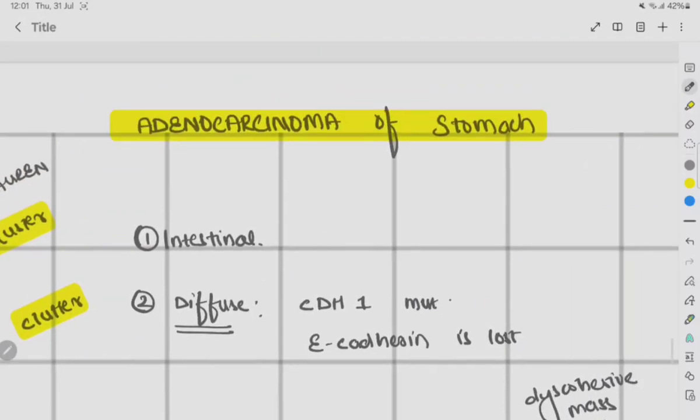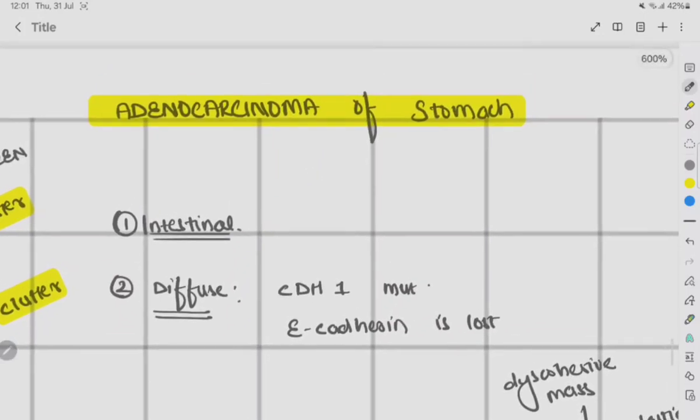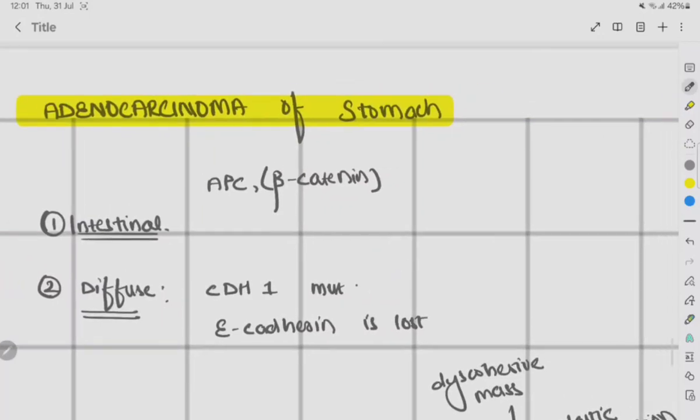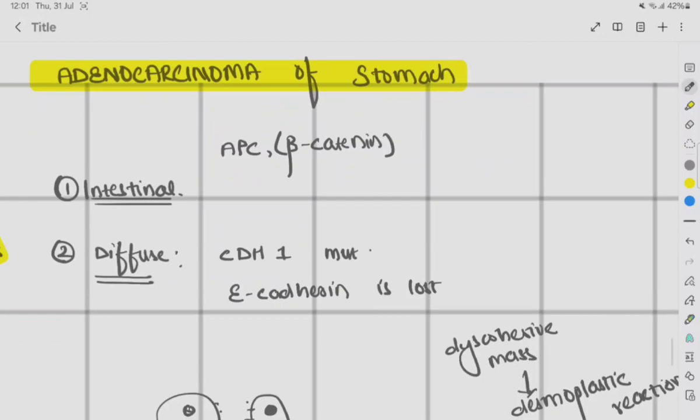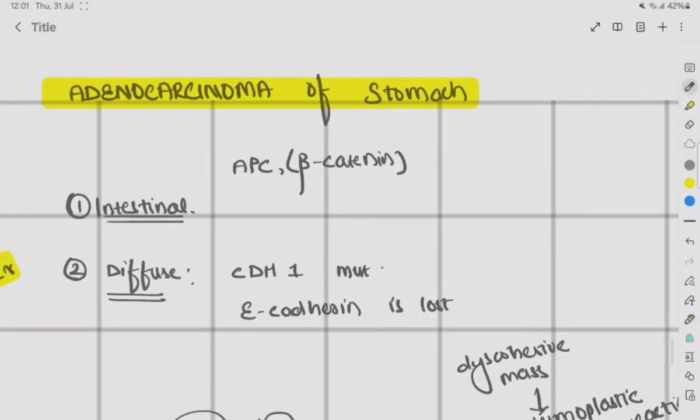Whereas in intestinal type, there are many mutations, but I would like to mention 2-3 mutations. APC, beta catenin pathway. There is an APC mutation which is required in beta catenin pathway. This I will be further explaining in adenocarcinoma sequence of the colorectal carcinoma. For now, let's remember it like this.